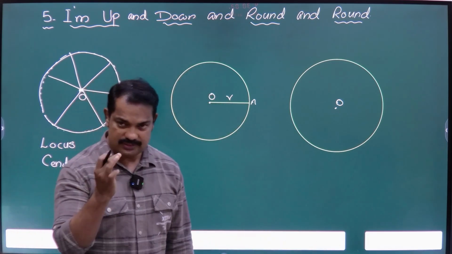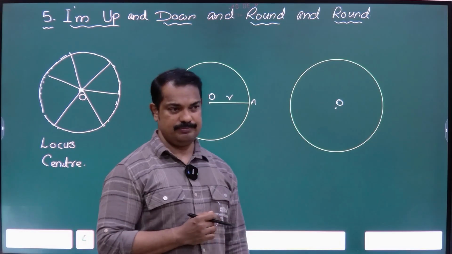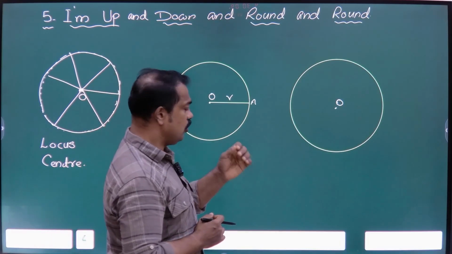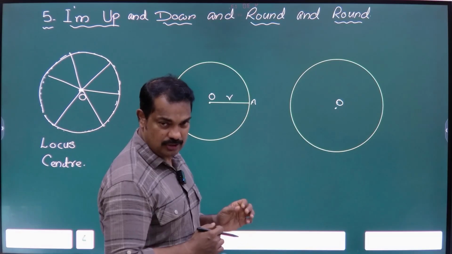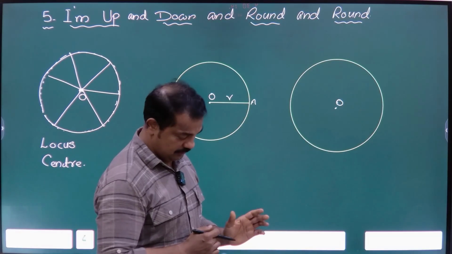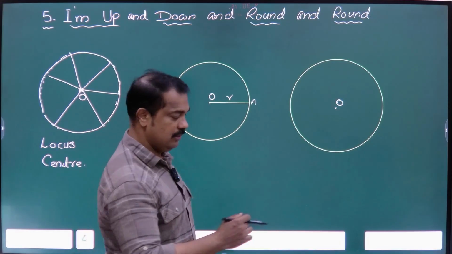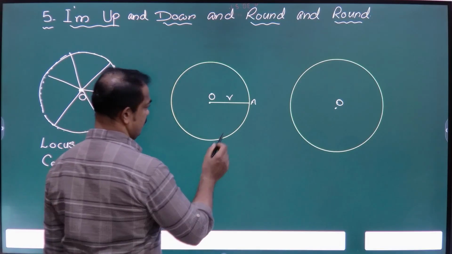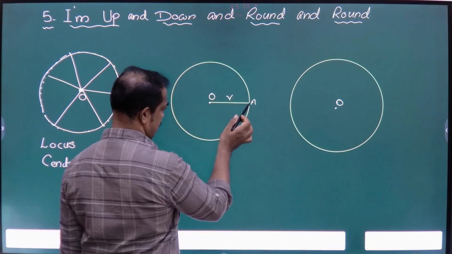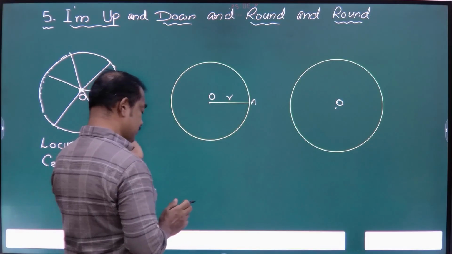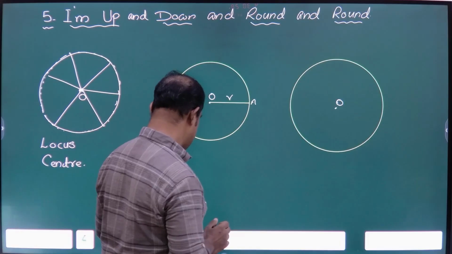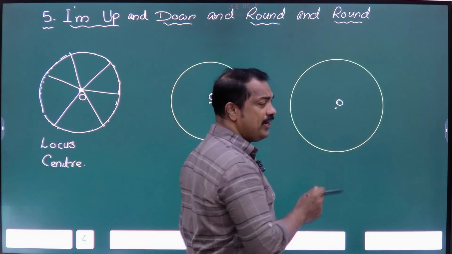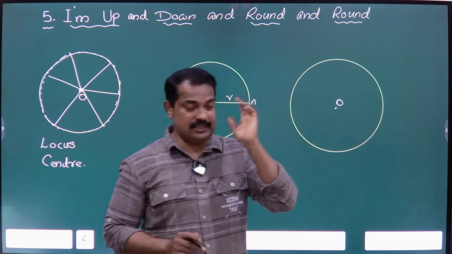What is radius, Anika? The distance of any point on the circle from the center is called radius.